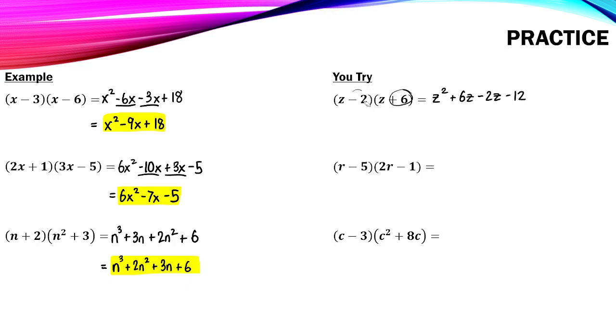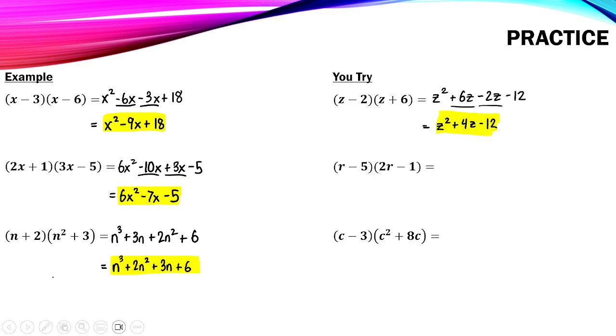And then the stuff I could combine here are the 6z and the negative 2z. So once I combine those, this would give me z squared plus 4z minus 12. So that's our first one. Hopefully we got that as well.